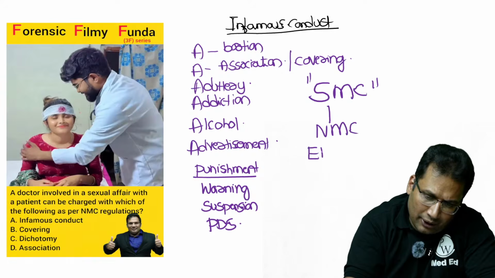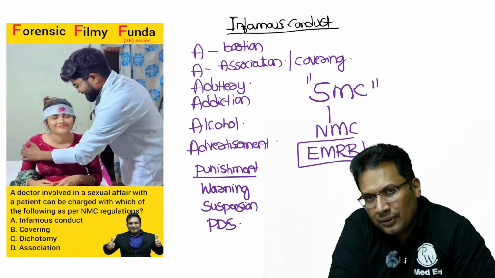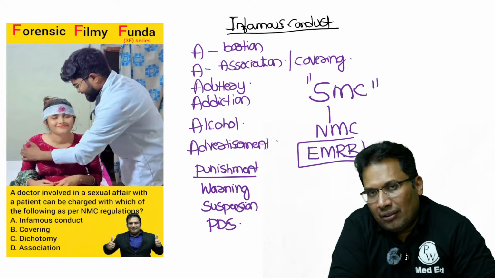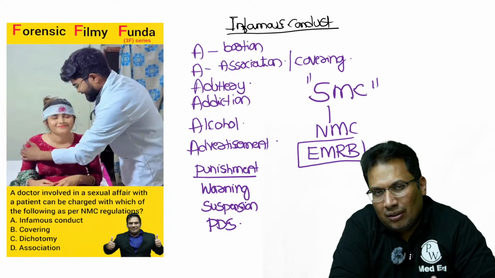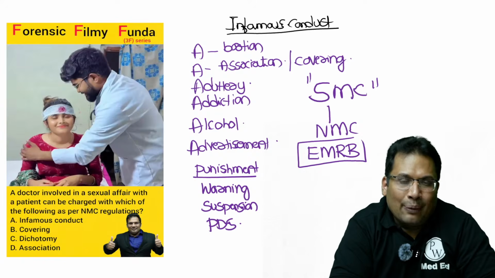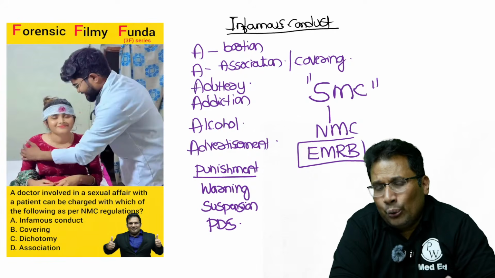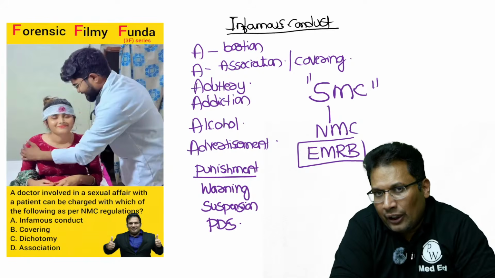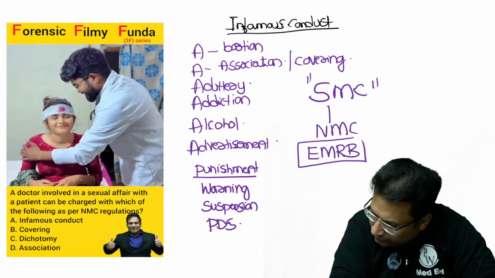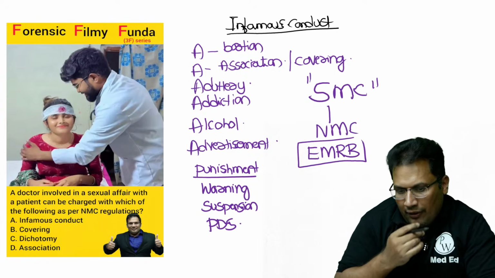especially EMRB, Ethics and Medical Registration Board, for appeal. The appeal usually goes to the EMRB, that is a separate body of the NMC. The NMC has 4 different bodies like UGMEB, PGMEB, EMRB and others. Okay. So warning or suspension. Kaushik, good answer. Fine.